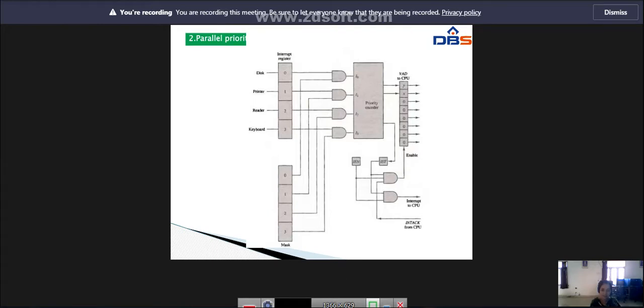Input I0 has the highest priority. Regardless of the value of the other inputs, when this input is 1, the output generates xy equal to 0 0.